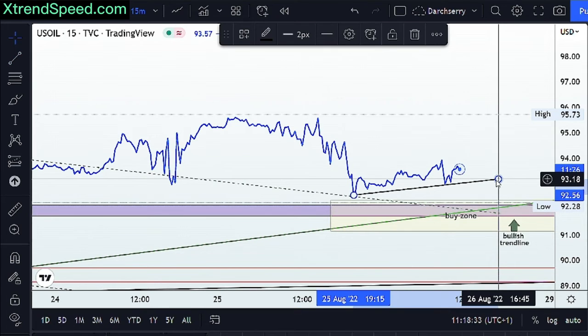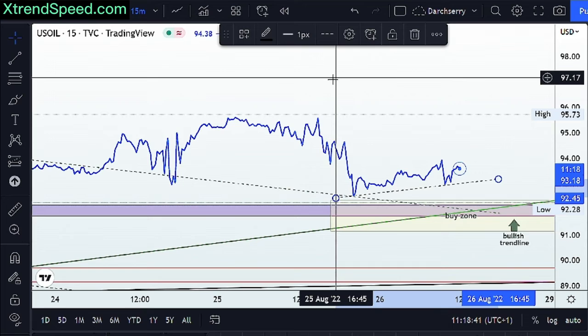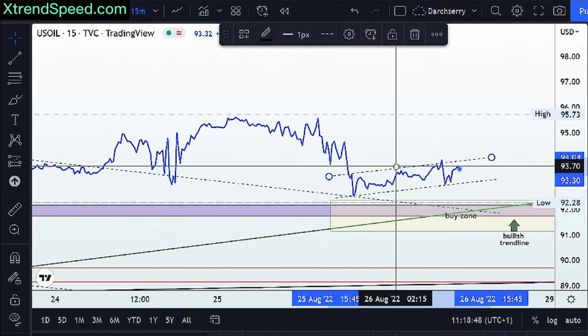So we have something that looks like a bullish trend line. So we have this one here, and then we have something like this here as well. So we have something that looks like an ascending channel.